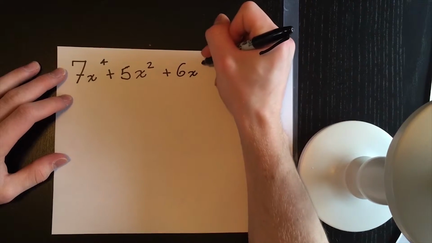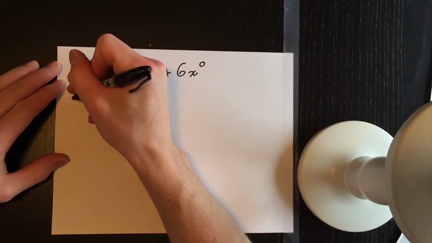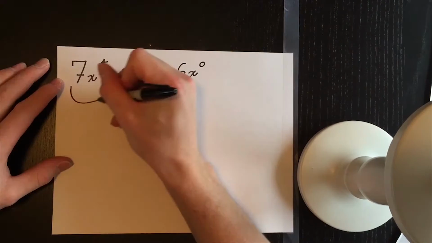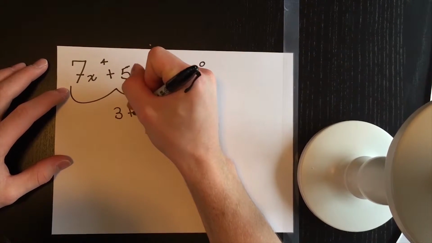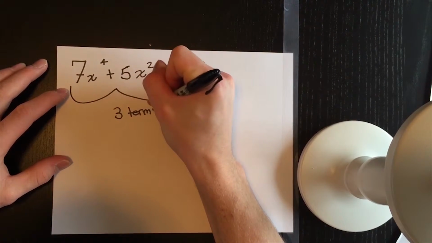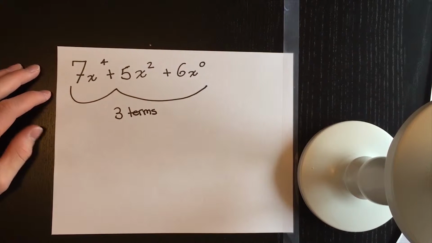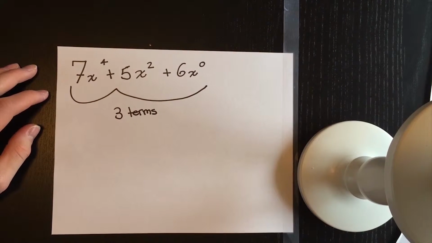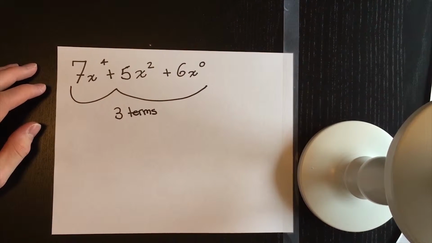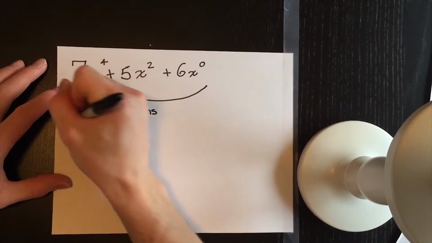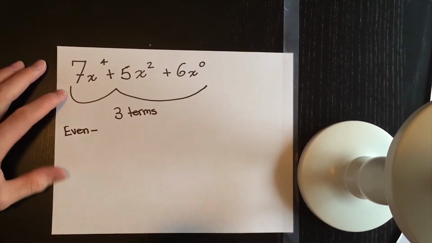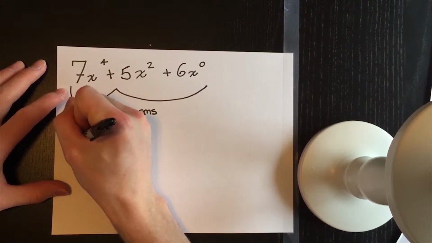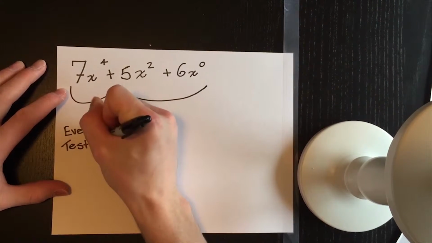So what is a polynomial? This is a polynomial. As explained earlier, each piece of a polynomial is called a term. This example has 3 terms. The difference between an even and odd function can be determined by the degree of the exponents of all the variables. This is an example of an even function because all of the variables are raised to the power of an even number, 4, 2, and the constant is raised to x to the power of 0.